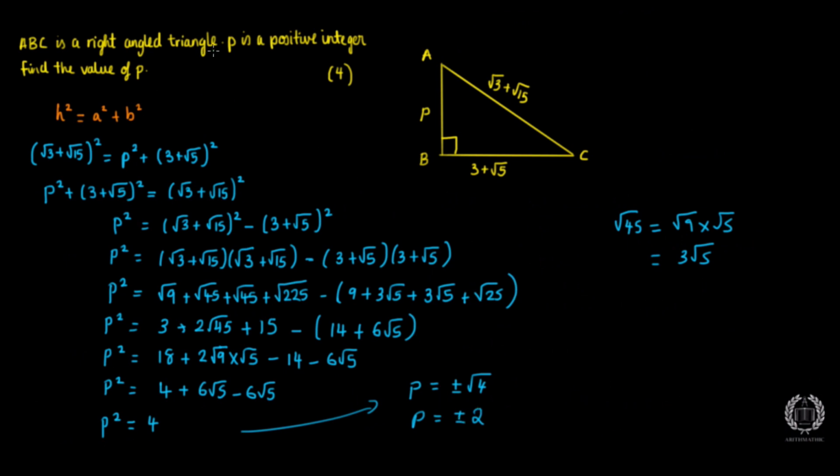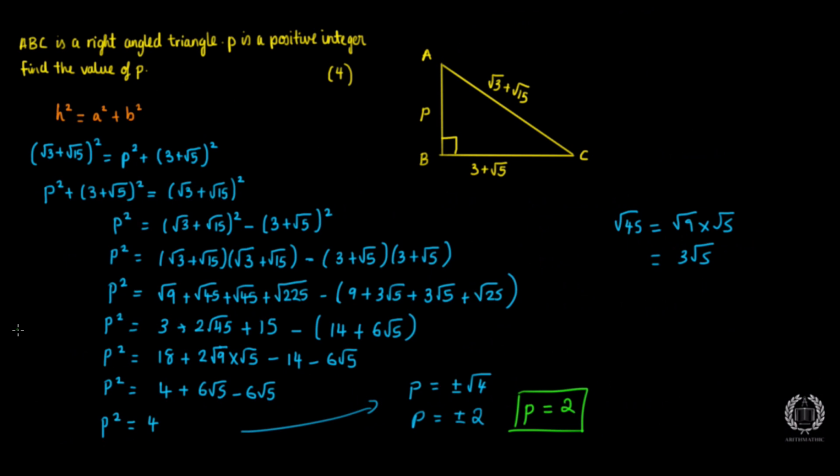Now if you look at the question, they said that p is a positive integer, right? Therefore, my p value cannot be minus 2, but plus 2, because it's the positive integer. The positive integer means positive whole number. So I don't care about the minus 2, but I look at the 2. And also, if you think about it, you can't really have a negative length, right? So even if you said minus 2, you can't have a negative length in a triangle. It wouldn't make sense. Okay, so this is pretty much how you solve this question.